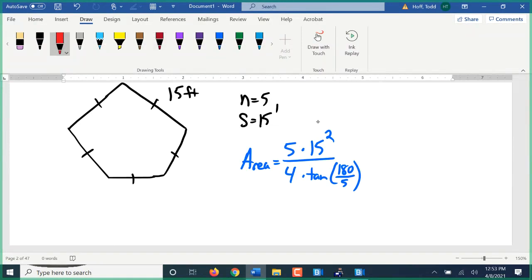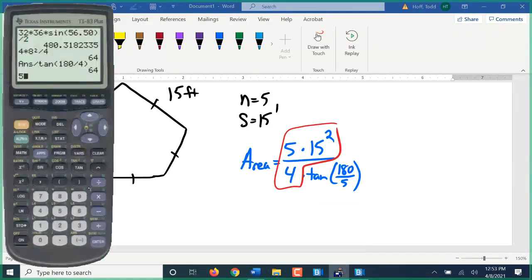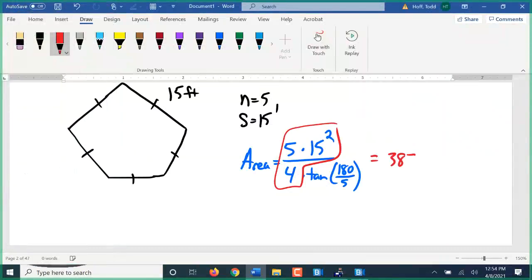Again, I'm going to do this in two pieces. I'm going to do this part here, everything but the tangent. That's 5 times 15 squared divided by 4, which gives me 281.25. Now I'm going to divide by the tangent of 180 divided by 5. That gives me 387.11. The units used in my length is feet, so this will be feet squared. So the area of that regular pentagon is 387.11 square feet.